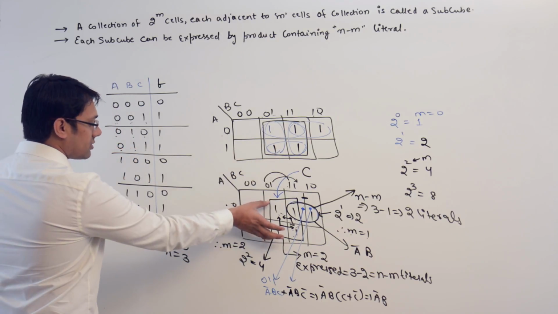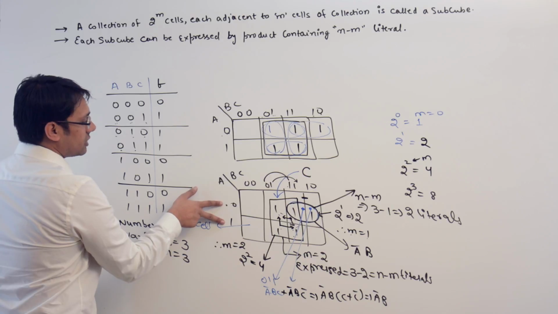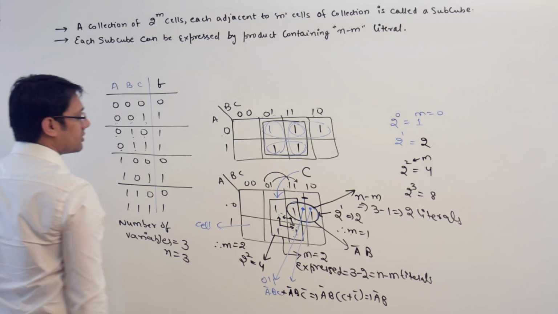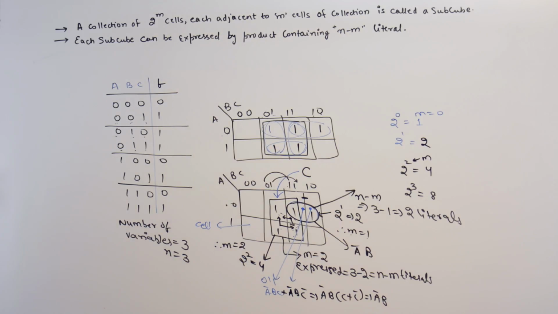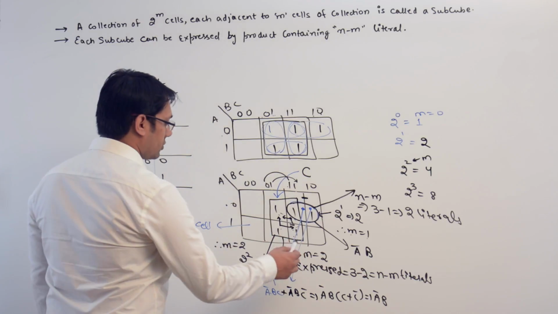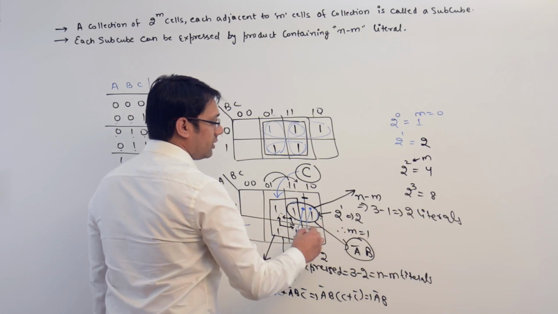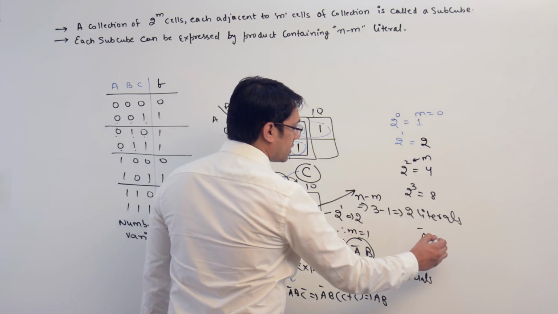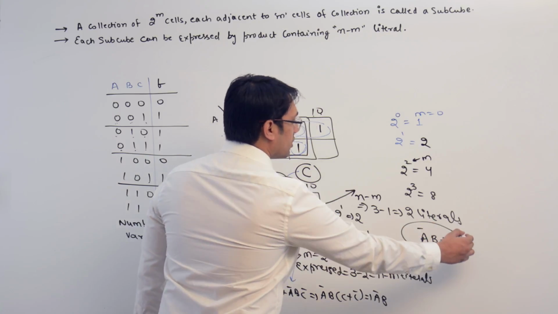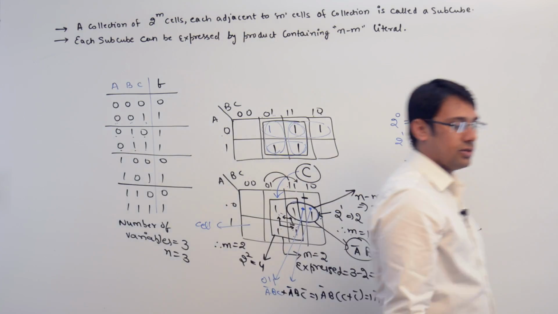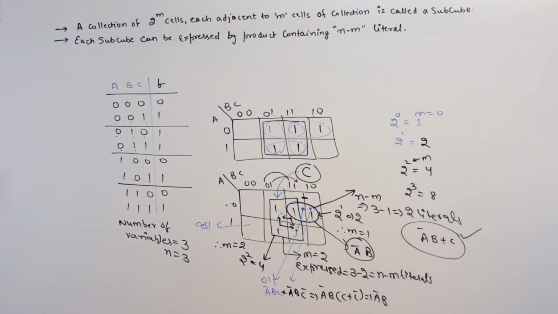So if you make an even bigger subcube, you eliminate the variables which are changing, and those variables which are not changing, you can write like this. This is how you can minimize this particular expression. So what is the solution for this? This subcube can be represented by C, this subcube can be represented by A complement B. Therefore this complete expression can be written as A complement B plus C. Okay, so let me take one more example and then we'll discuss more properties of K-maps.